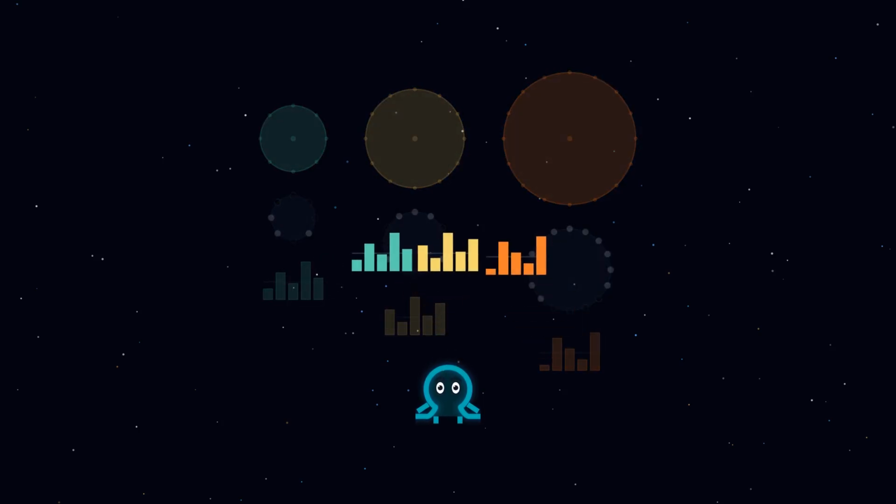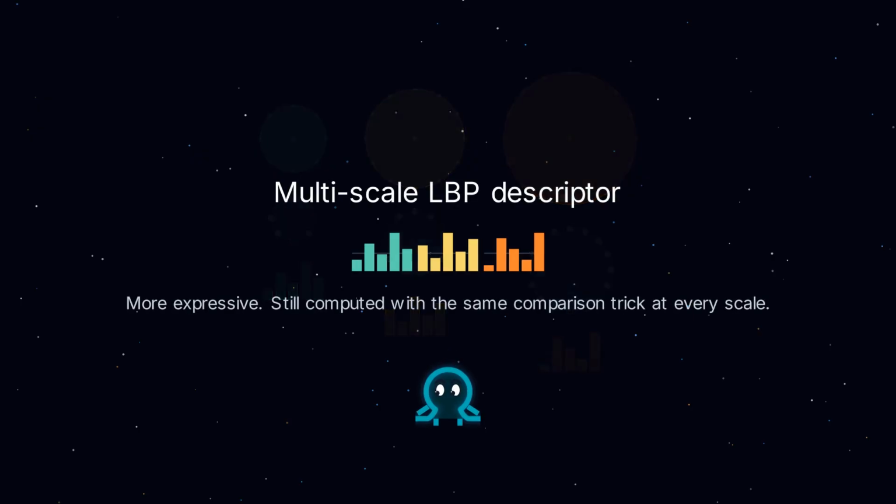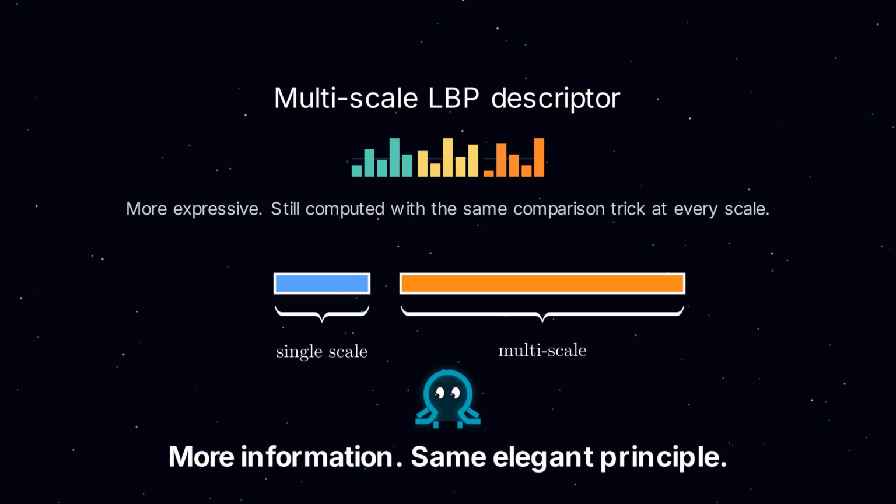A small radius captures fine local microstructure like skin pores. A medium radius picks up wrinkles and muscle movement patterns. A larger radius describes the broader structural geometry. Each scale produces a histogram, and we concatenate them into one descriptor. It's the same comparison trick, applied at multiple zoom levels.